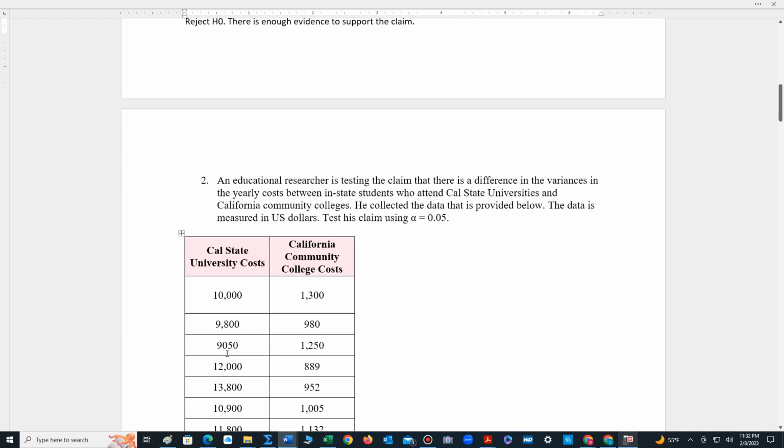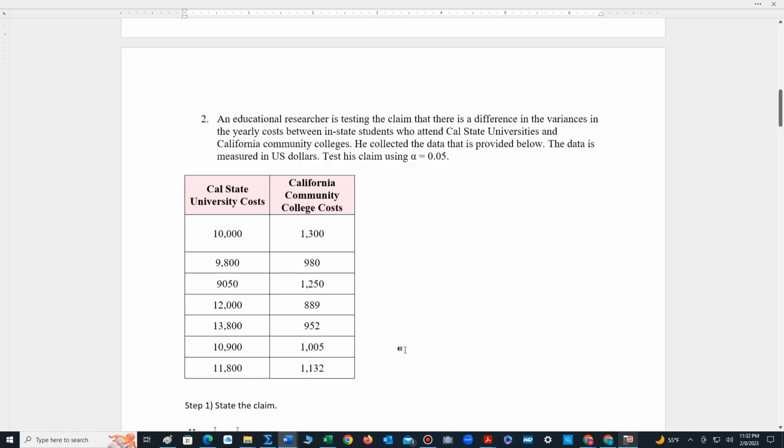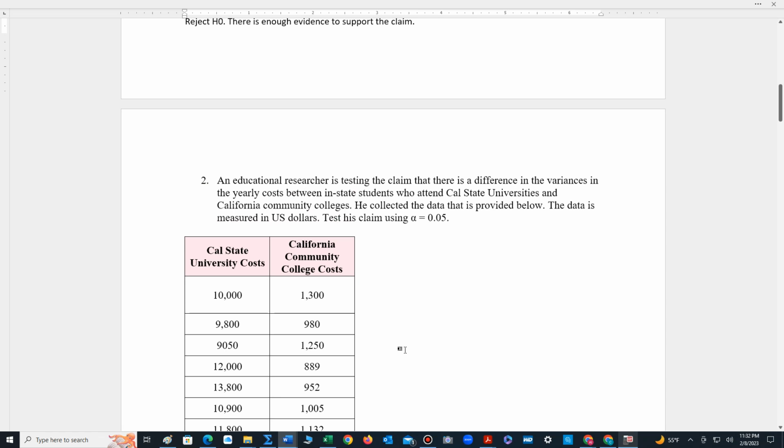Number 2 is another F-test problem, but here we have raw data instead of the summarized values, and we have to summarize our results. And I'll demonstrate how to do that shortly. For now, let's read the problem. It says, an educational researcher is testing the claim that there's a difference in the variances in the yearly cost between in-state students who attend Cal State universities and California community colleges. She collected the data that's provided below. The data is measured in US dollars. Test the claim using alpha 0.05.